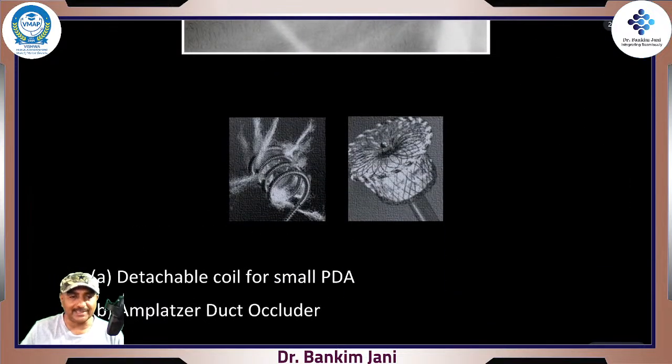The method to seal it: how can you really seal it? There is a detachable coil for a small PDA. You just insert this coil, then blood will circulate and finally clot it and stop it. Or you can use the Amplatzer duct occluder, this one. This Amplatzer is slightly different: one side is bigger, the second side is smaller. Quite similar to ASD, but a bit different. This middle portion is thicker.